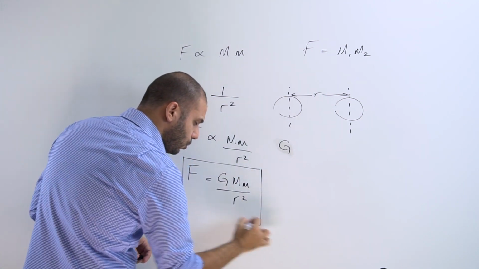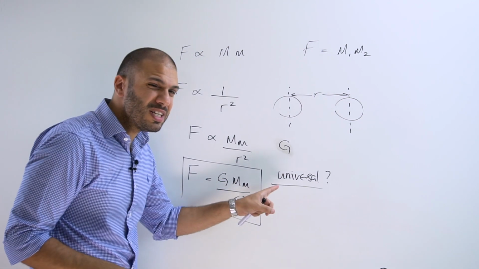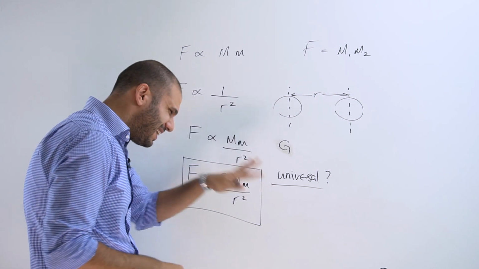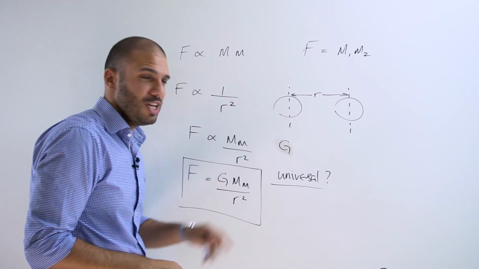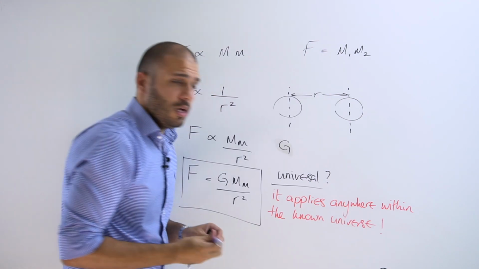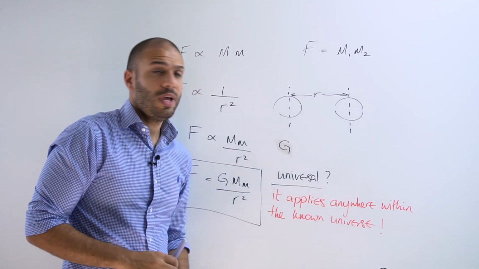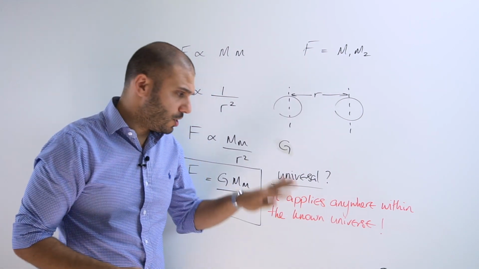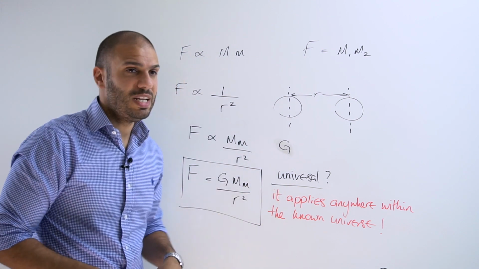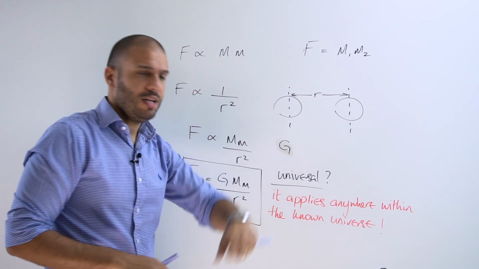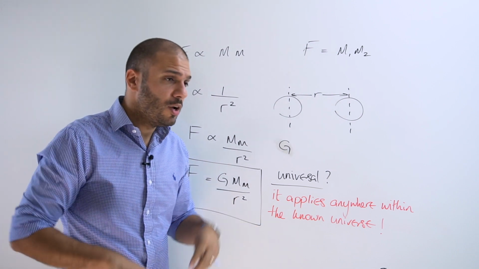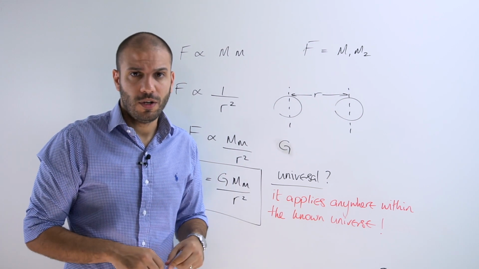Now, why is it called universal? What does it mean that the law of gravitation is universal? It means that it applies anywhere within the known universe. So if you're asked about this, what is the meaning of it being universal? That means it is applicable anywhere with any masses within the known universe.